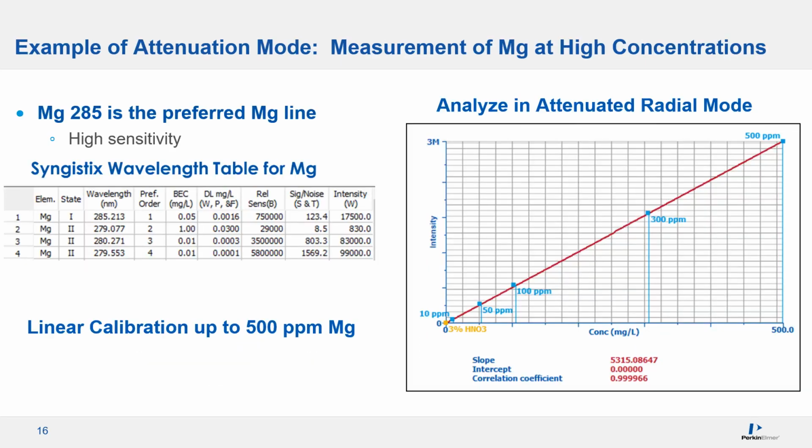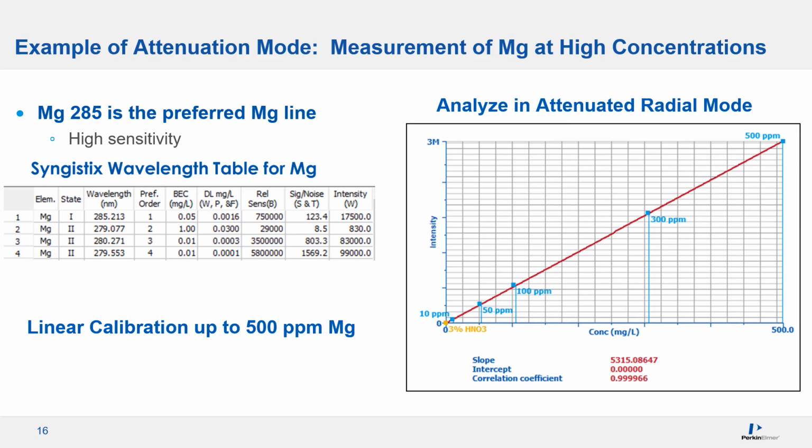So now let's take a look at an example of what attenuation mode can do. This is an example that was presented to us by a customer. They wanted to know how high they could calibrate magnesium. So what we did is we first looked at magnesium 285, which is our preferred line. It has decent sensitivity, and we measured it in attenuated radial mode. And what we see is we have a linear calibration up to 500 ppm. Our low standard is 10 ppm up to 500, and it looks very linear. We have a correlation coefficient of greater than 4 nines, so it was good.